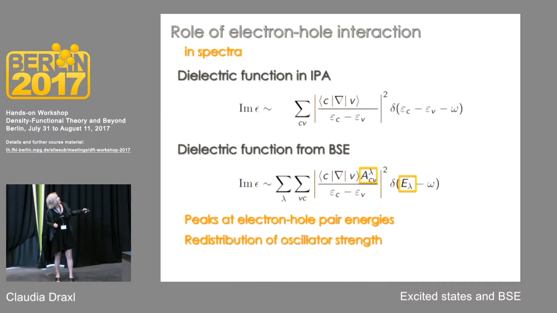And then there's another effect here, because you see that these matrix elements, which were the pure momentum matrix elements before, they also get renormalized with respect to the coupling coefficients. And this basically gives rise to a redistribution of oscillator strength. So thinking again, if the electron-hole interaction is not important, then these electron-hole pairs will have basically the same energy as the difference between electron and hole energies. Then the peaks will stay the same or will only slightly shift. And then also these coupling constants will be close to either 0 or 1, and you will get back the independent particle approximation.